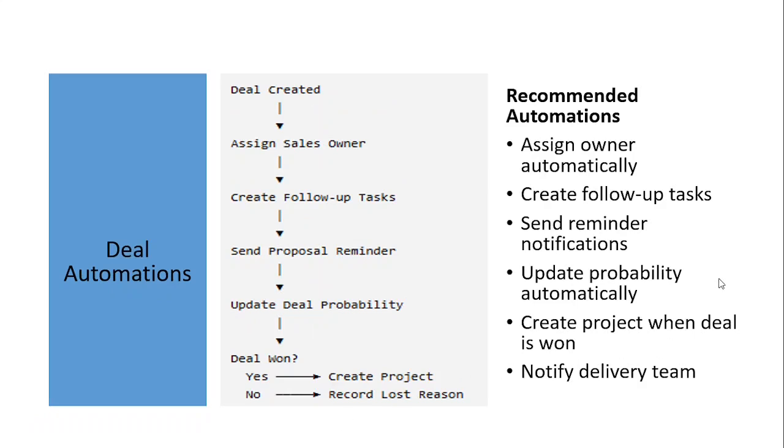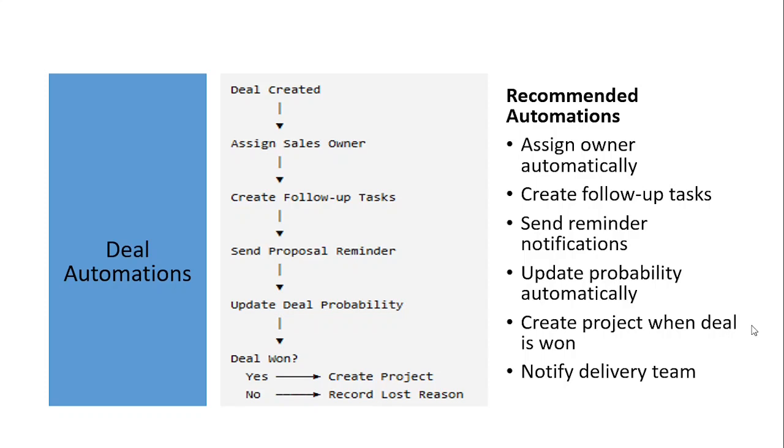Once a lead becomes a deal, the sales process should continue with as little manual work as possible. For example, when a new deal is created, ClickUp can automatically assign the correct salesperson, create first follow-up tasks, and notify the team. As the deal moves through the different stages, reminders can be created automatically so nobody forgets the next action.